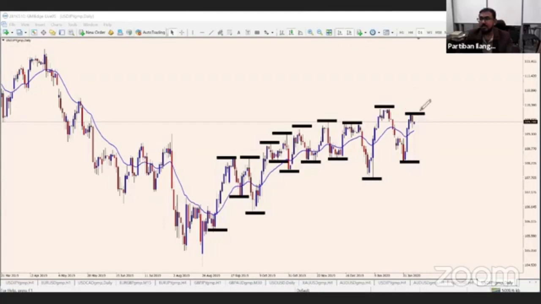Ask this question: where is the high? This is the high. This is the low. This is the high. This is the low. High, low, high, low, and so on. So on average, is the price creating a new high? Yes, creating a new high. And the lows are getting higher. I can see the lows are getting higher on average. So literally it's a very clear uptrend.